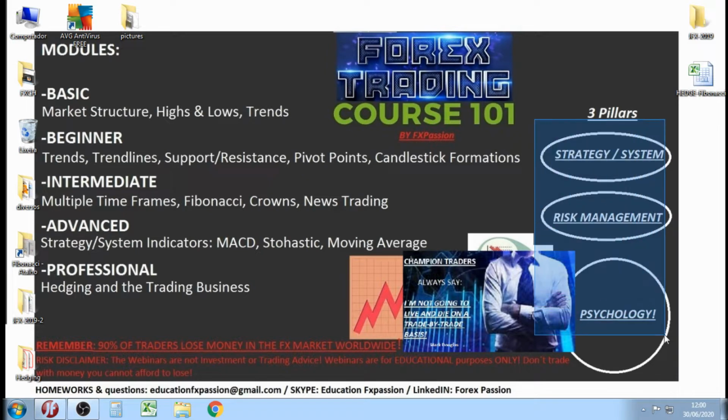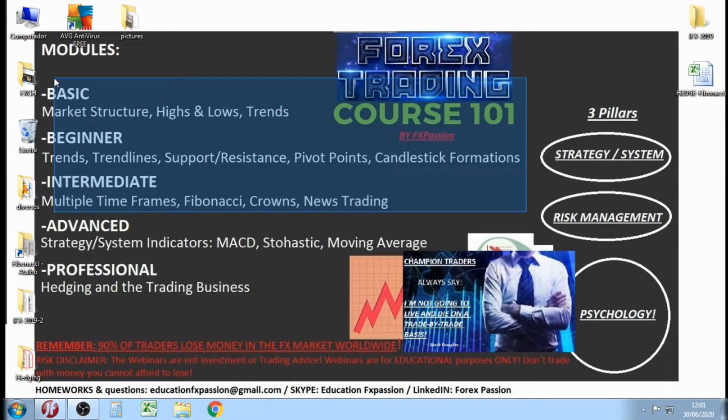Remember what we're trying to do. We're trying to build a strategy and or a system with different tools and different indicators from the different modules, right? So until now you could have a strategy or a system based on what? Market structure, highs and lows, trend lines, support, resistance, pivot points, candlestick formations and Fibonacci's. Right now we are learning about the Fibonacci's. Pillar number 2, risk management. We want to understand how risk management works in our strategy and or system. So again, about risk management, we can also change or add or throw out different tools and indicators from the different modules. And the big one, the psychology part.